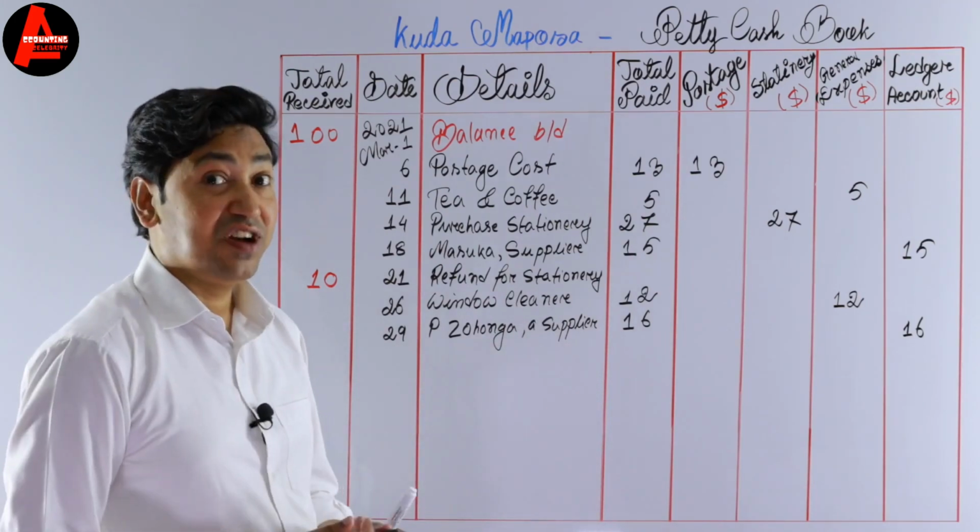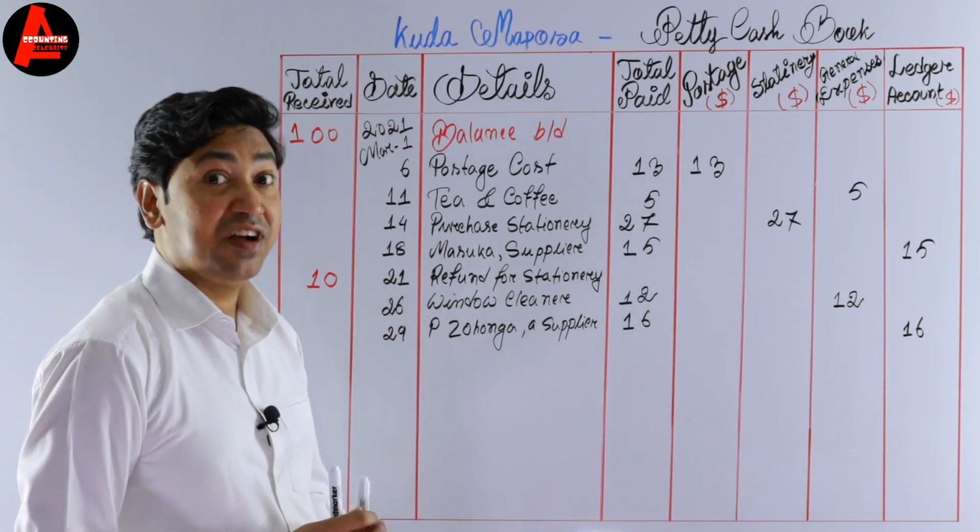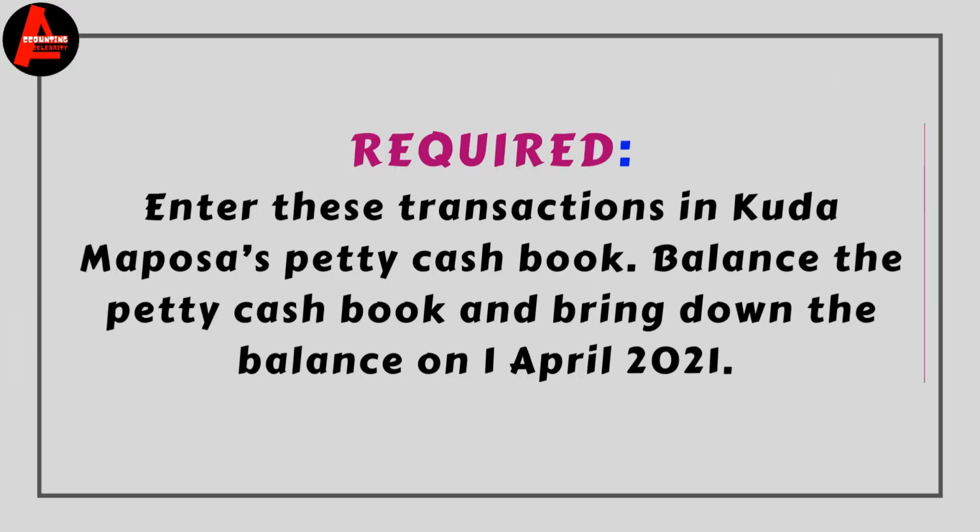Okay, now what to do? Now we are required to balance it. So let us have a look at the question to check our requirement. Enter these transactions in Kuda Mafuja's petty cash book, balance the petty cash book and bring down the balance on 1st April 2021.